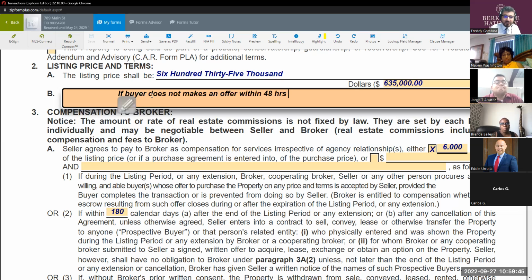If buyer does not make an offer, in this case we have to put the name of the client, if John Doe does not make an offer within 48 hours, agent will market the property onto the MLS.